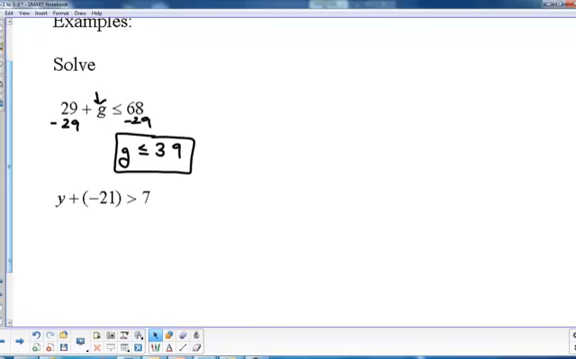The next one, minus 21, so we're going to add 21 to each side to isolate the y. So y is greater than 28.